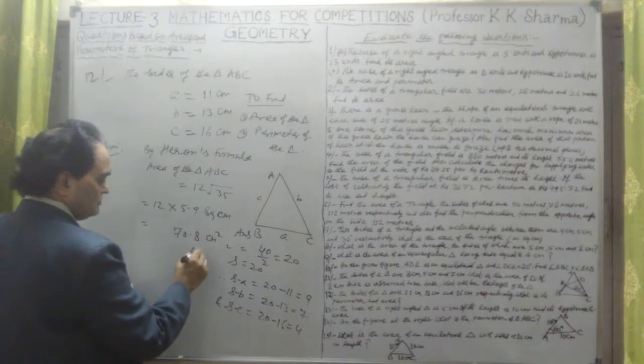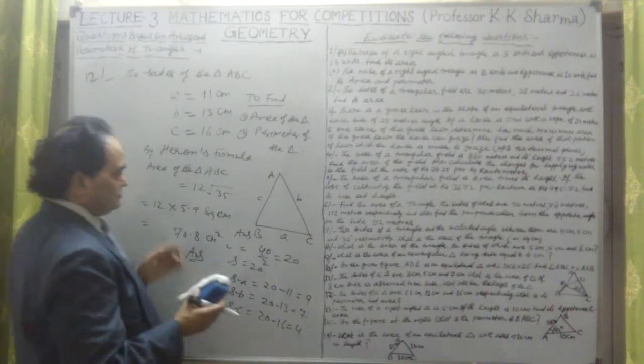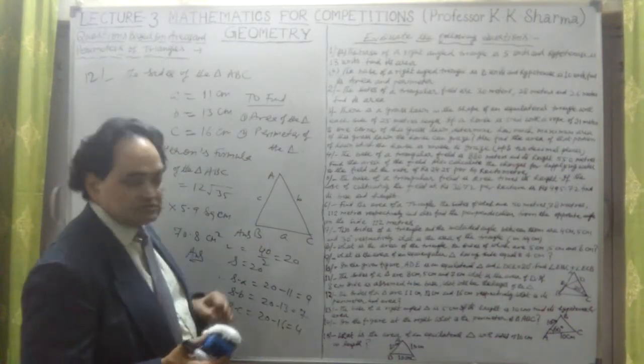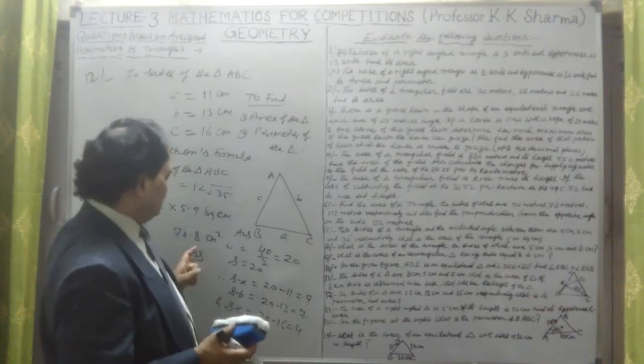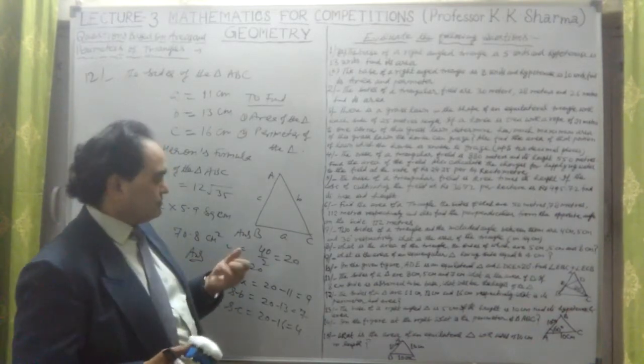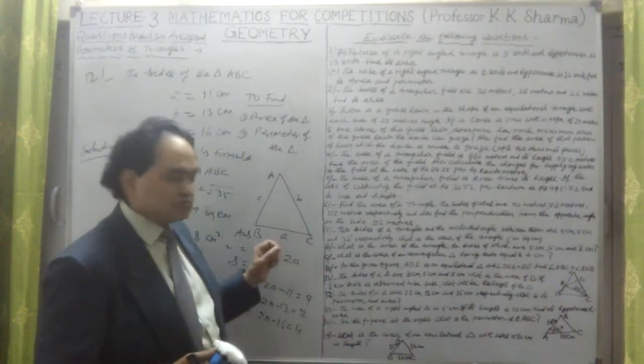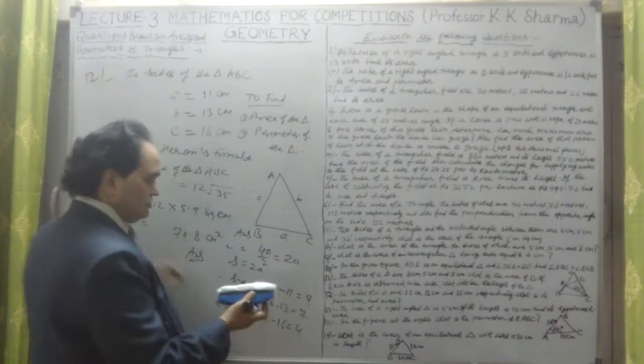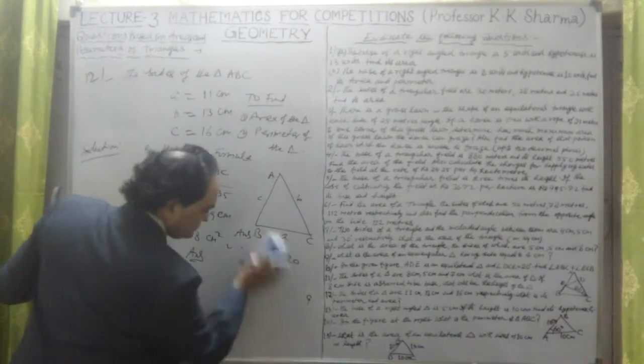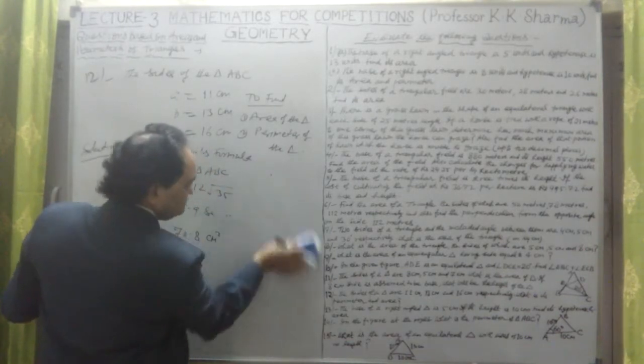This is the answer. The second answer, area of this triangle is, by Heron's formula, 70.8 square centimeter. This is the 12th question. We have to find out perimeter and its area. So this is the area and perimeter of this triangle. Now let us take the next question.